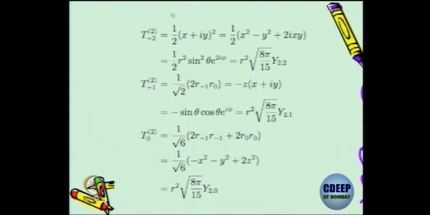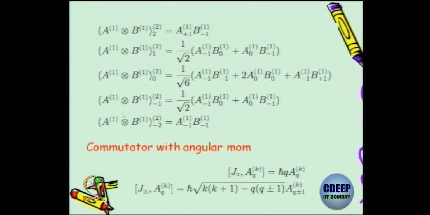I have written the 0, 1 and 2. What will happen to minus 1 and minus 2? They will just change your e to the i phi to e to the minus i phi. This will become e to the minus i phi when you make this minus 1. Subscript is the q, superscript is the k, and this one will become e to the minus 2i phi if the subscript becomes minus 2. Elaborately I have tried to put a step here.